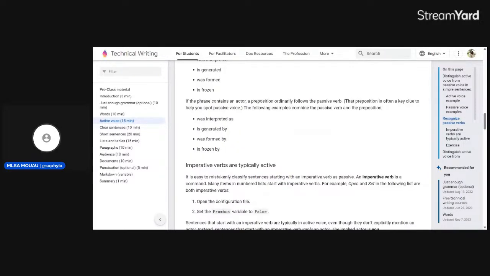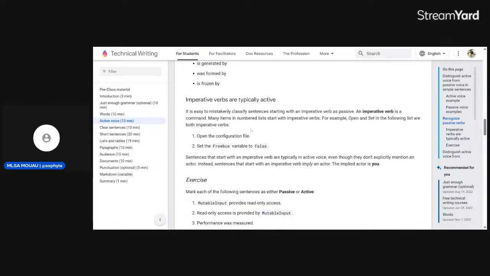It says here, if the phrase contains an actor, a preposition ordinarily follows the passive verb, and the preposition is often a key clue to help you spot a passive verb. Like here it said, was interpreted as. So as is the preposition, and it helps you spot that was interpreted is a passive verb.